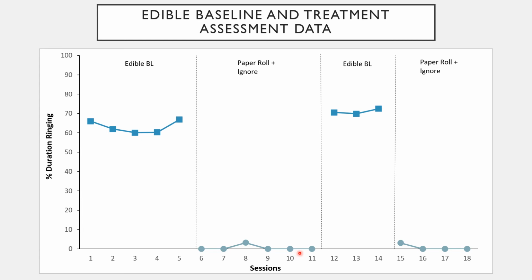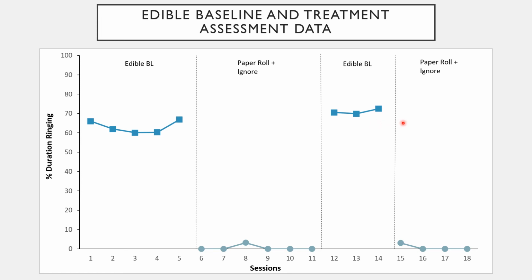While it's great that we saw this decrease, we want to know if this decrease is due to our treatment or if it could be due to some other variable. So to determine this, we reversed back to baseline, and we were able to capture what we saw in our initial baseline, which was pretty high levels of triangle ringing that remained pretty stable.